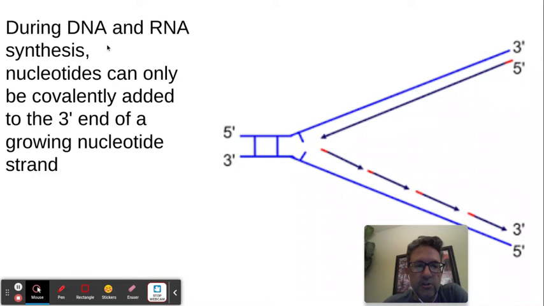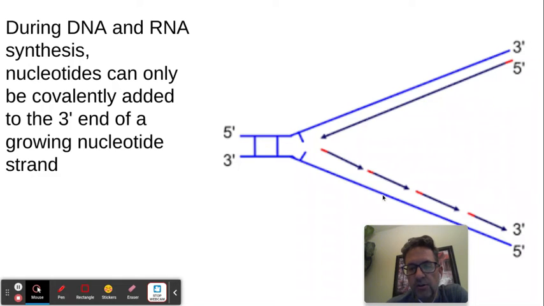Hey guys, this also says during DNA synthesis, nucleotides can only be covalently added to the 3' end of a growing nucleotide. So that's something else you might want to add to your notes. 5 to 3 is the way to be.